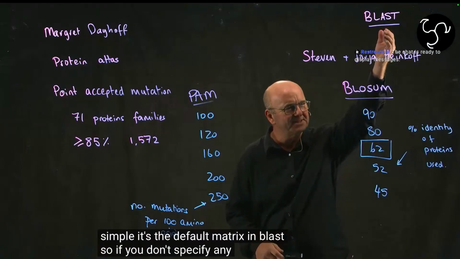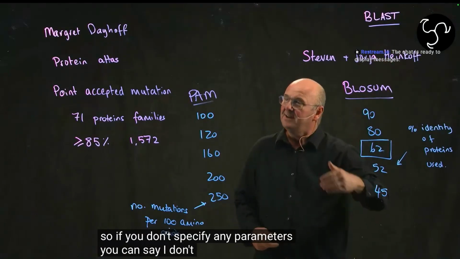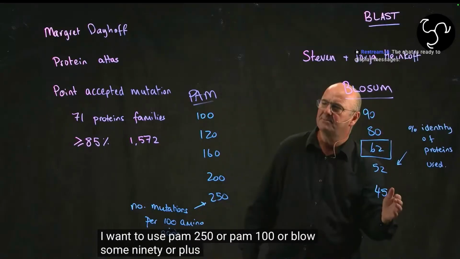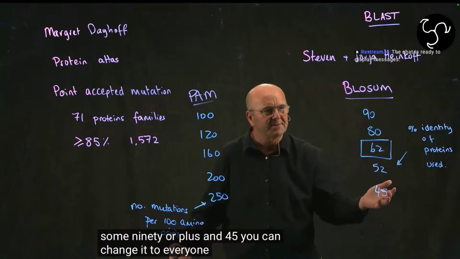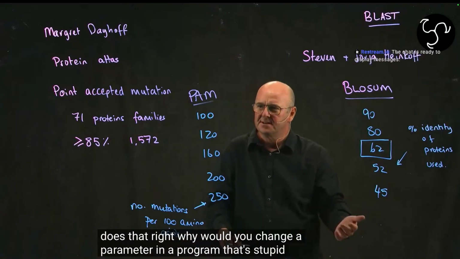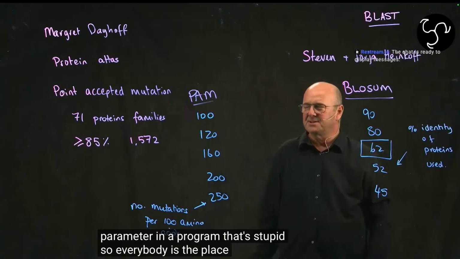So if you don't specify any parameters, you can say, I don't want to use BLOSUM 62, I want to use PAM 250 or PAM 100 or BLOSUM 90 or BLOSUM 45. You can change it to wherever you want, but nobody ever does that, right? Why would you change a parameter in a program? That's stupid. So everybody uses BLOSUM 62.